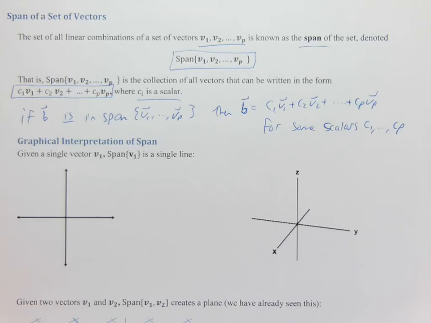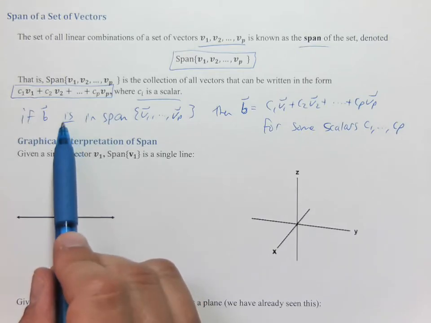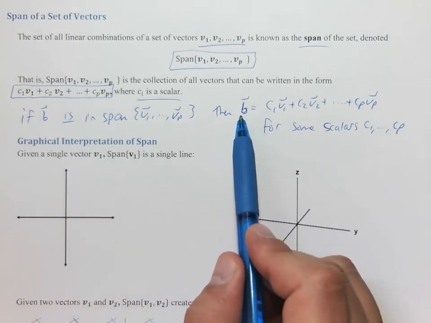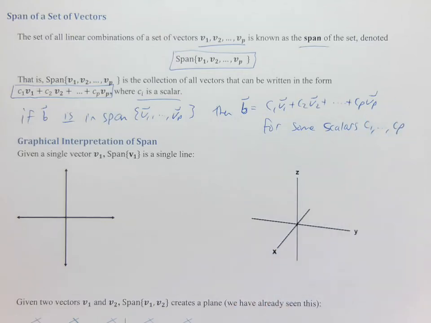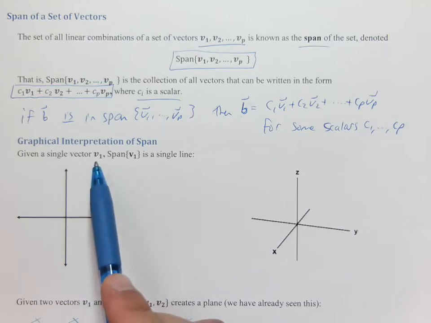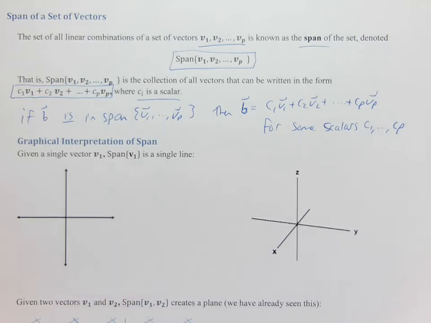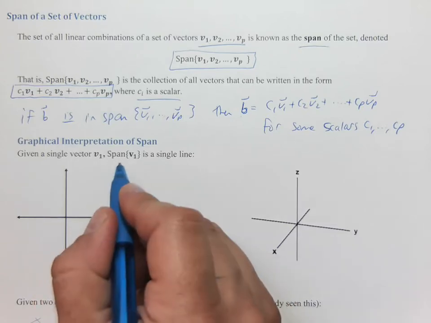Okay? So if we want to know if a vector is in the span, we want to think about, can I write that vector as a linear combination of the other vectors? All right. Let's look at some graphical interpretations of this span. So let's look at a single vector. So you can see we're going to look at the span of a single vector, we'll look at the span of a couple vectors, and we'll keep going, right? So let's look at the span of a single vector.